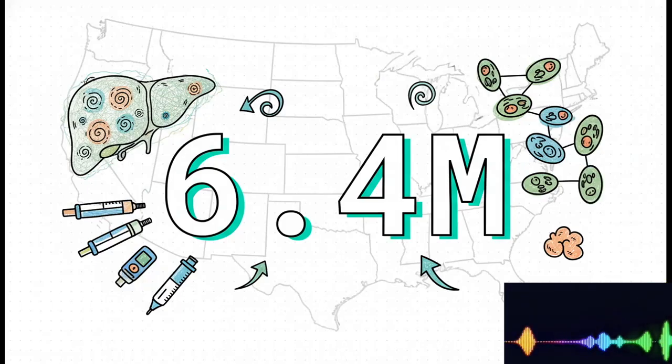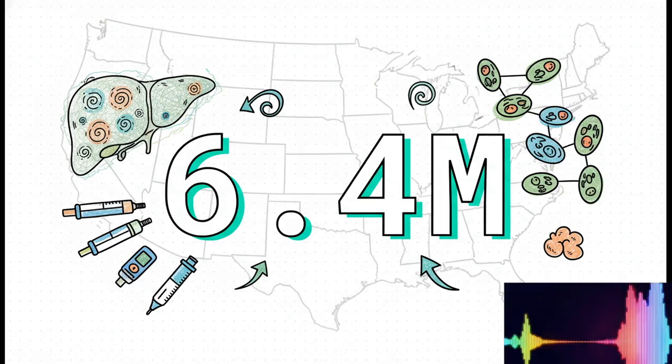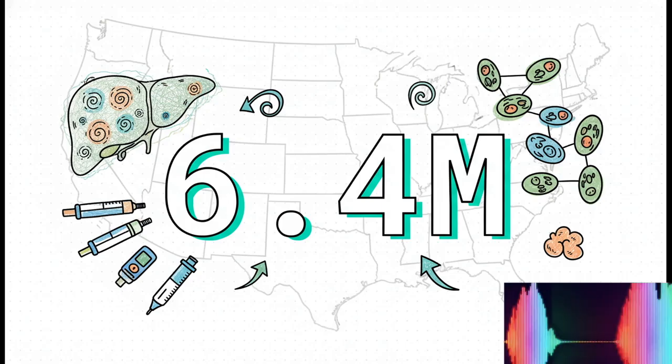Just think about this number for a second. 6.4 million. That's how many people in the US with type 2 diabetes are estimated to be living with MASH. This isn't some rare liver issue. It's a silent epidemic, and it's unfolding right inside your practice. These are your patients, and they are at risk for progressive liver disease that often shows no symptoms.